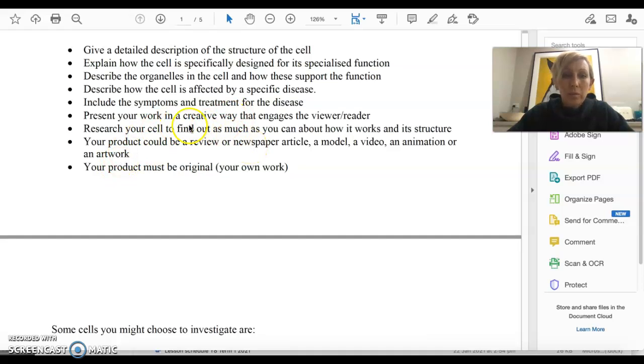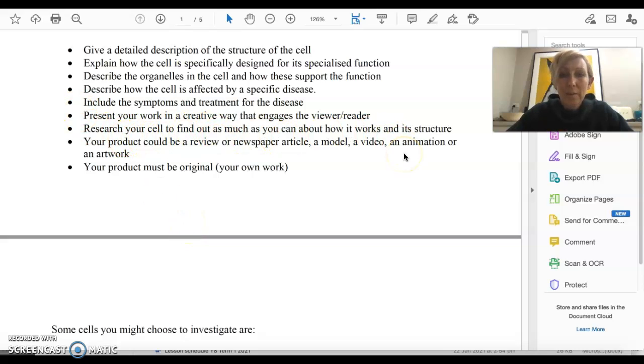This is a really important part. Present your work in a creative way that engages the viewer or the reader. So this can't just be an essay. That's not engaging or creative. So you need to find a way to draw the reader in.